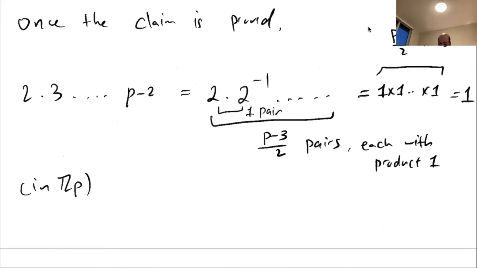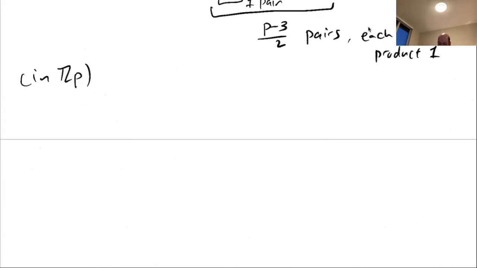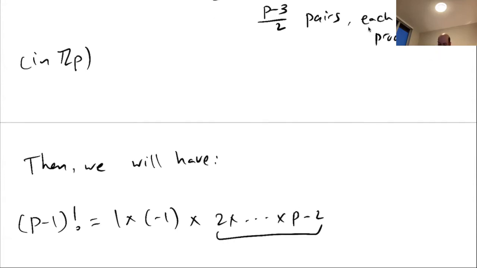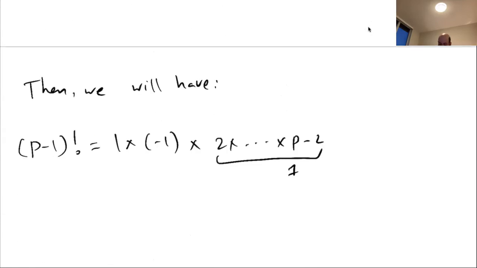And once we know that the product of A is 1, what is P minus 1 factorial? P minus 1 factorial equals 1 times minus 1 times the product of elements of A, or just 2 to P minus 2, which is the same as the product of elements of A. We just showed that this one is 1. So the answer is 1 times minus 1, which is minus 1 in ZP.